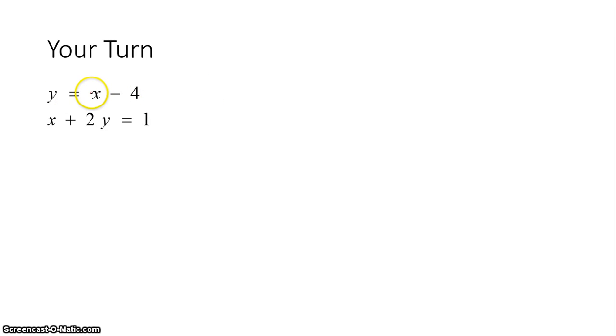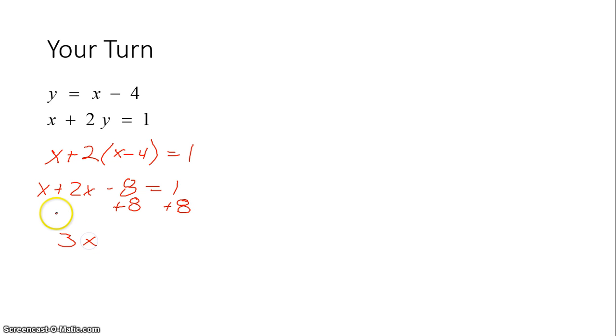Now, in this one, we notice that y is already solved for in terms of x. And so we're just going to plug that right in. So I have x plus 2 times (x minus 4) equals 1. x plus 2x minus 8, don't forget to distribute to both terms, equals 1. Plus 8, plus 8, 3x equals 9, so x equals 3. And if I plug it into my first one here, I get y equals 3 minus 4, which is -1. So I got y equals -1.